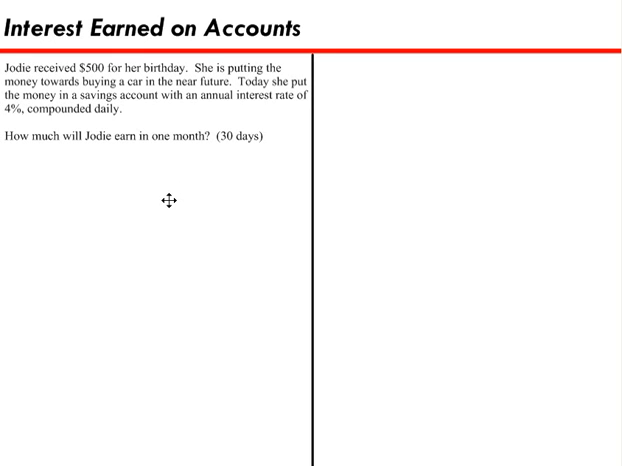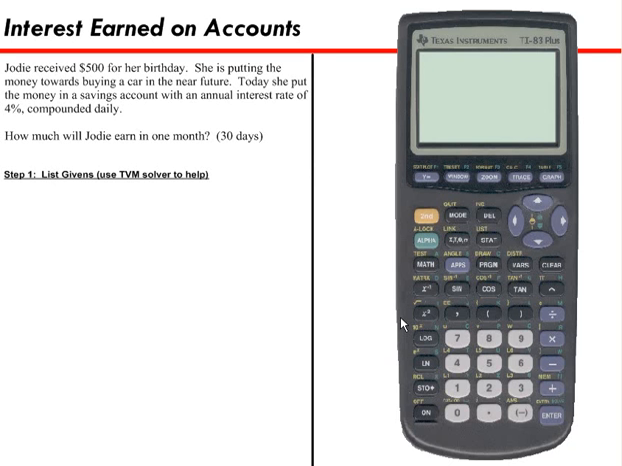Okay, so Jody was lucky enough to get $500 for her birthday, and she wants that car. The money's sitting there in the savings account, and she's not going to touch it. She'll leave it there for however long it takes, but she'd like to know how much money she's going to have after a month. So to help her out, the first thing we should do is list our givens. So I'm going to bring in our graphing calculator, and I'll use the TVM solver to give us a list of all the variables that we're going to need to fill in.